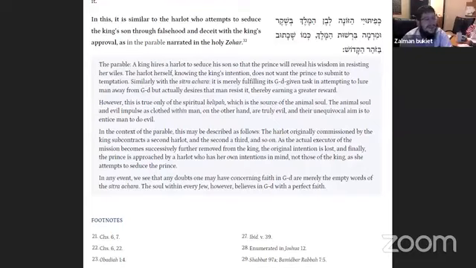And the same too is over here. The Sitra Achra, deep down, is there just to do its job, to test the people. But deep down, it's also on Team HaKadosh Baruch Hu. It's also on Team God. It's also created by God and also given its full power and strength only by Hashem, to try to put doubts in our emunah and see if we can overcome it. In any event, we see that any doubts one may have concerning faith in God are merely the empty words of the Sitra Achra. The soul within every Jew, however, believes in God with a perfect faith.